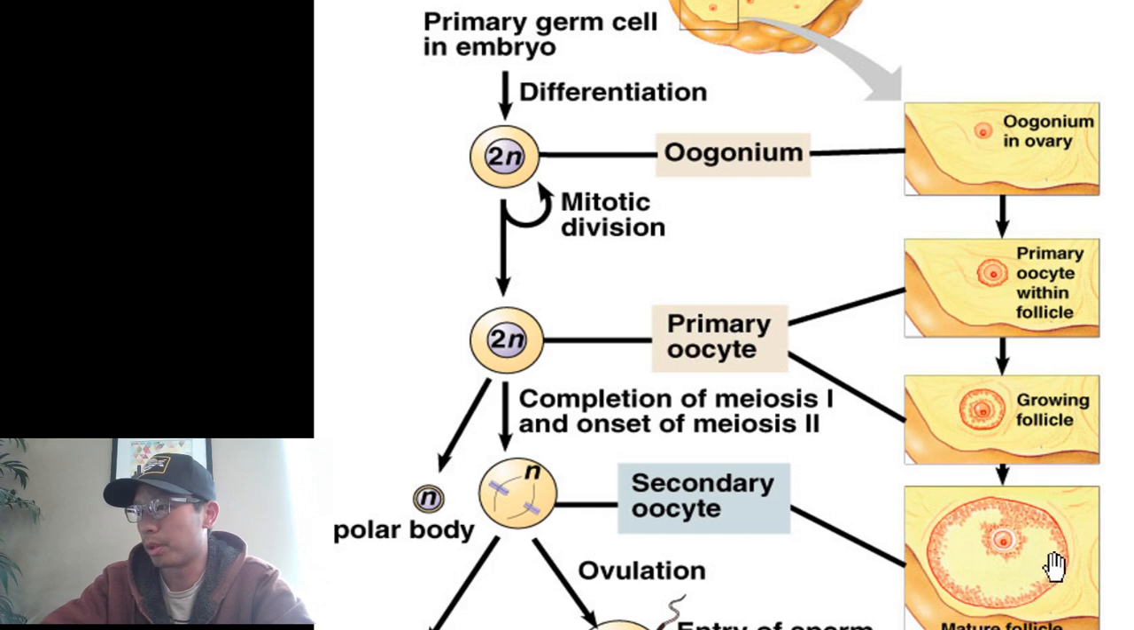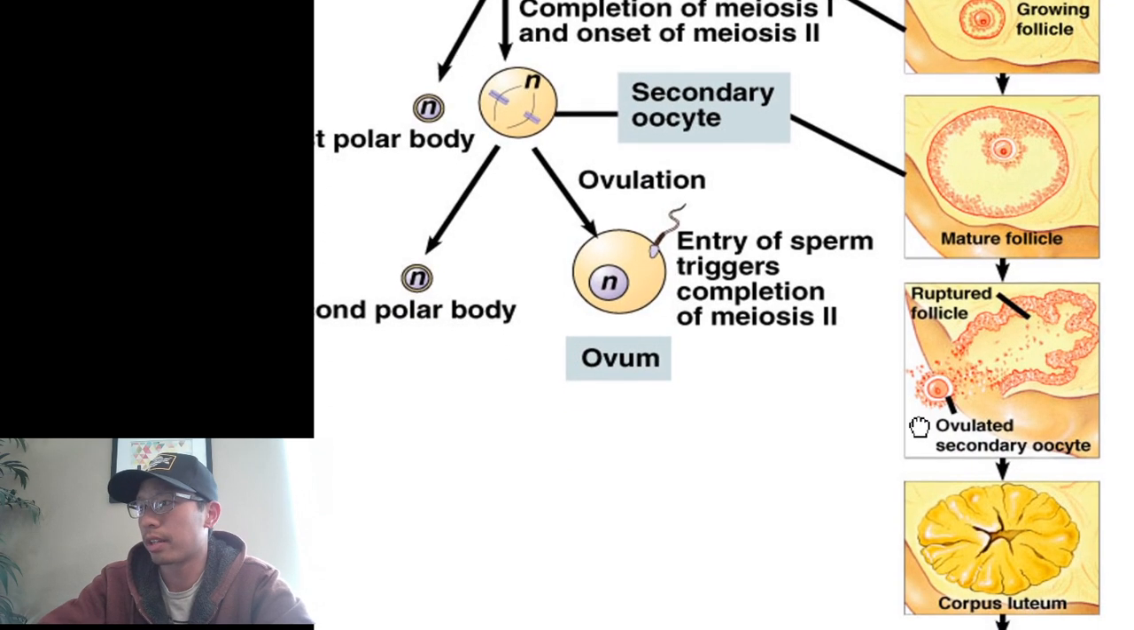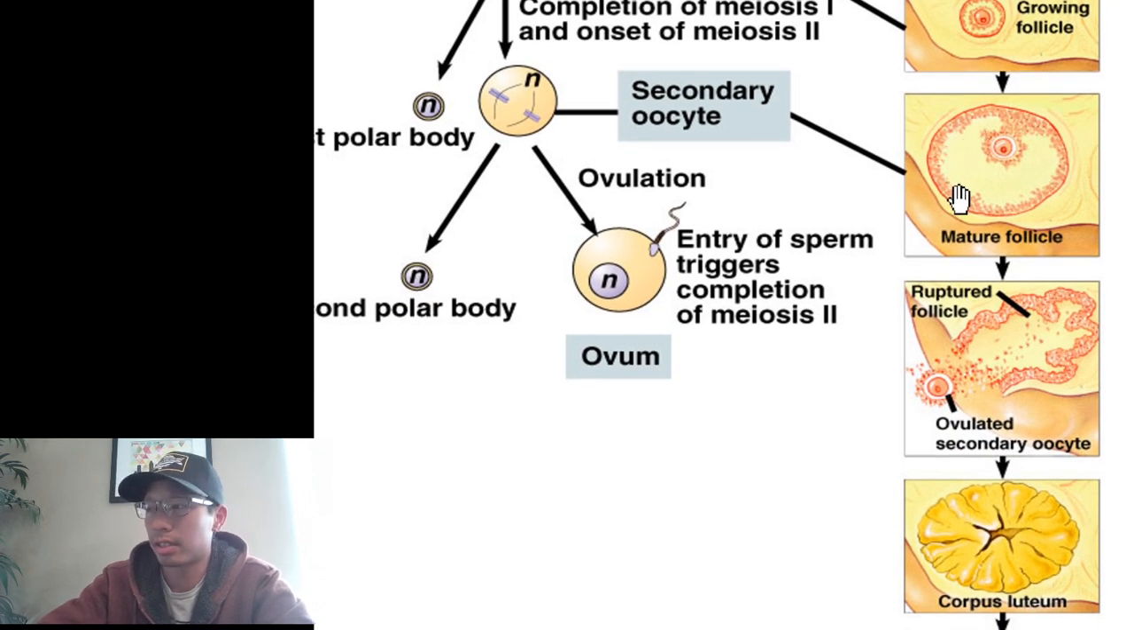But also what's really important is what happens when ovulation occurs. The way it happens is kind of like exocytosis. That whole follicle is going to move towards the edge of that ovary, and it's going to fuse with it, and that egg, that secondary oocyte, is going to be ovulated. It's going to get pushed out.